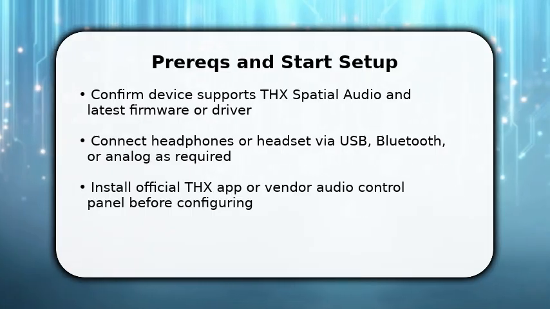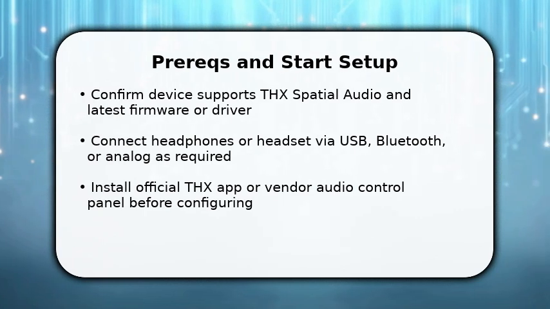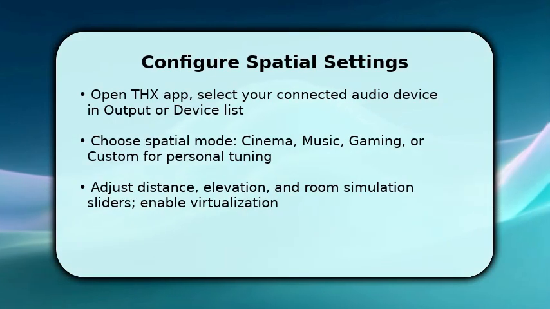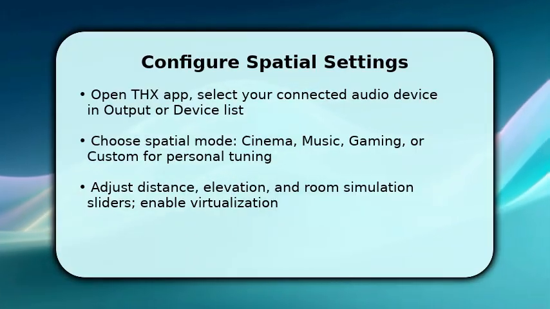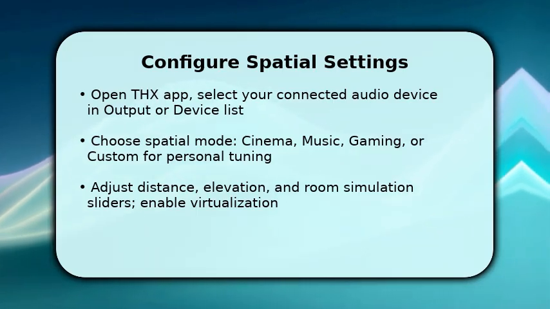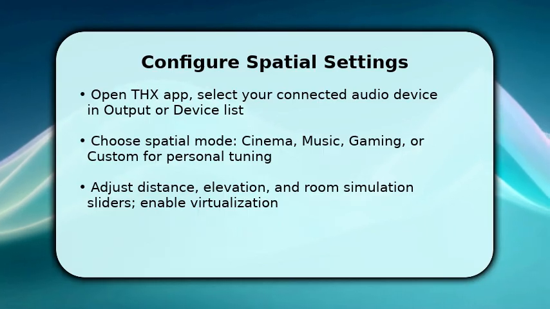Now open the installer or app, accept prompts, and proceed to the main configuration screen, so you can choose device outputs and you now configure the spatial engine itself. First, select your connected output in the THX app and pick the spatial mode that fits your use case: gaming for positional cues, music for depth, cinema for immersive mixes.